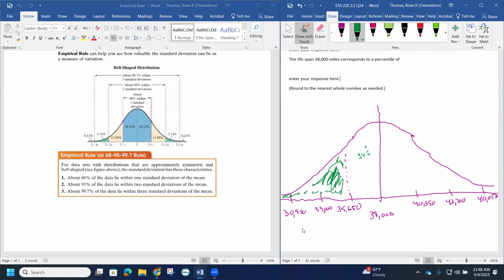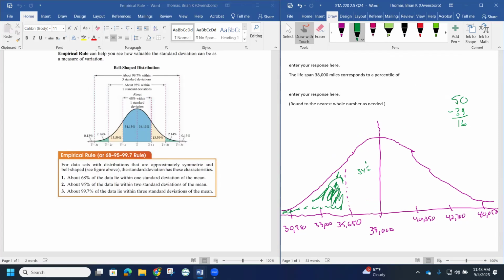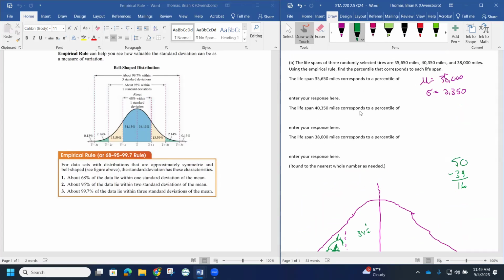So if we go 50% minus 34%, that's going to give us 16. So 16% of your tires are going to be in that percentile. So 16% would be here. I don't know if I have the percent symbol. You may have to just type in the 16, the percent symbol may already be there.